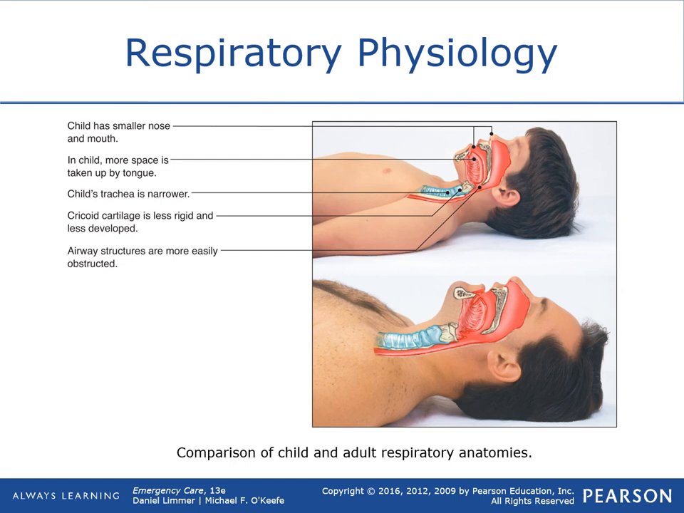And then their trachea is a lot more narrow, which means that choking is a lot easier for a kid. Your cricoid cartilage or your Adam's apple is less rigid and less developed, which means less protection right there. And your airway structures are more easily obstructed just because they're a lot smaller. A marble going down an adult's airway is less likely to get stuck because it's a bit bigger, versus a kid's airway is going to get stuck a little higher up and obstruct breathing altogether.